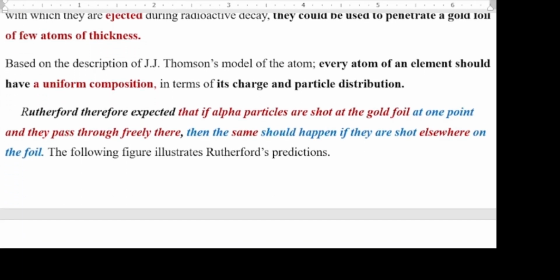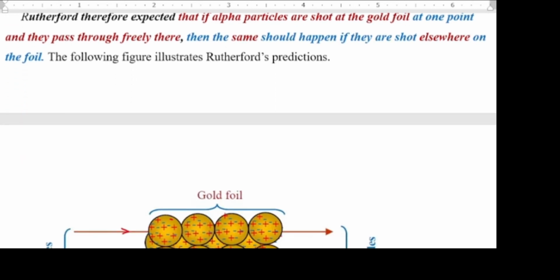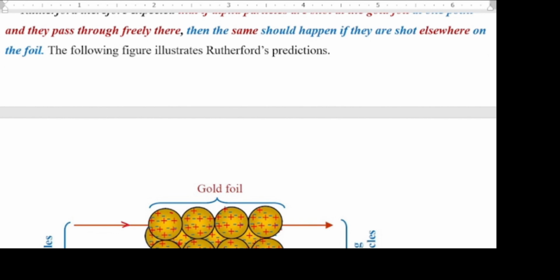Determined to test the validity of Thomson's model, Rutherford will use the newly discovered alpha particles produced from radioactive materials in this endeavor. Each alpha particle is composed of 2 protons and 2 neutrons and is ejected from radioactive sources with a considerable amount of energy, making it capable of penetrating a thin gold foil.